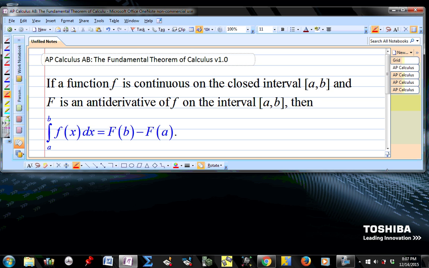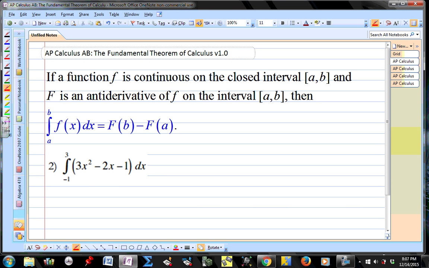The first example we're going to do is from your note sheet, problem number 2. You see the integrand is 3x squared minus 2x minus 1. So we're going to start by integrating this guy. The integral of 3x squared is going to be 3x cubed over 3, and you see that the 3's cancel, so you just have x cubed. The integral of 2x is going to be 2x squared over 2, and the 2's eliminate each other, and you're just left with x squared.